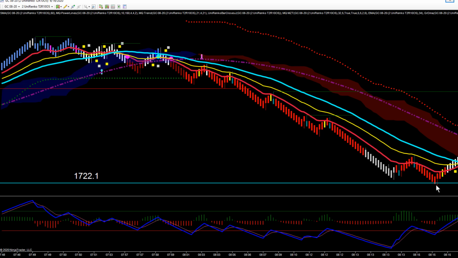Came down here, we actually hit our target, broke underneath it by about 3 ticks, but hit the target. Overall, ended up snatching a little over 87 ticks out of this trade, or $870. So nice short setup in gold right there.